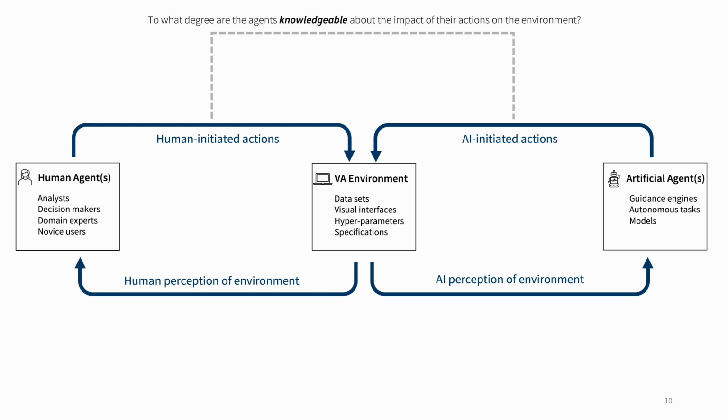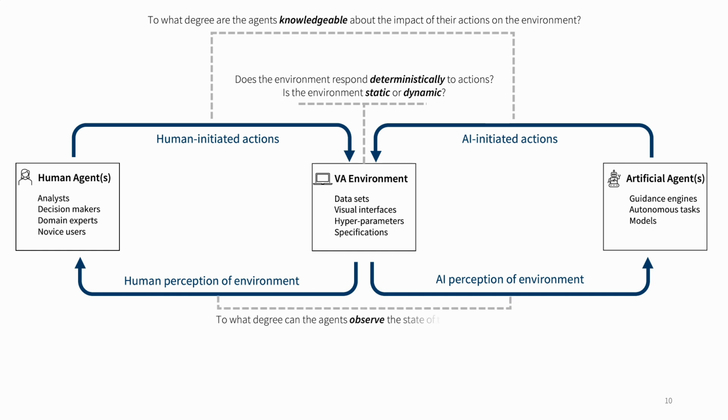Next, we look at the visual analytic environment and some of its characteristics. Here, we can ask whether the environment responds deterministically or stochastically to actions. In deterministic environments, a given action always results in the same output given the same start state. In stochastic environments, however, there may be some randomness or uncertainty involved. With regards to the environment, we can also ask whether the environment is static or dynamic. Dynamic environments evolve over time, whereas static environments remain constant.